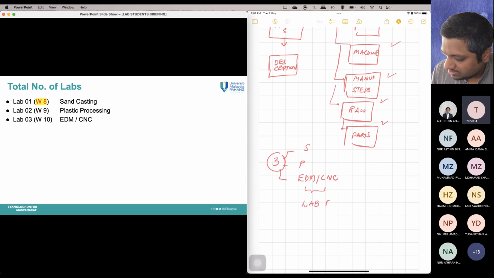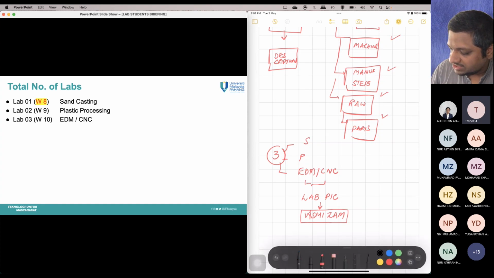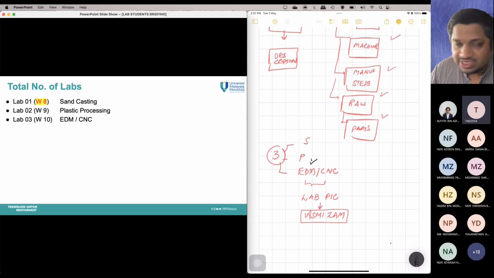The lab PIC, person in charge, Mr. Asmizam, will decide on the lab day which machine is operational. If the electric discharge machining machine is okay to proceed and it is operational, then he will use electric discharge machining. Otherwise, he will switch to the computerized numerical control machining process. So either one of them is good to go, either electric discharge machining or CNC machining.